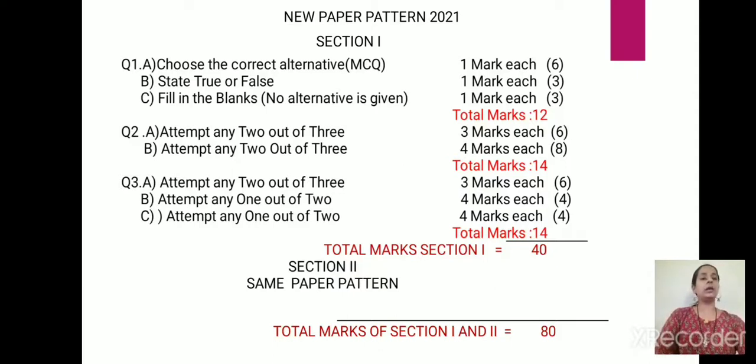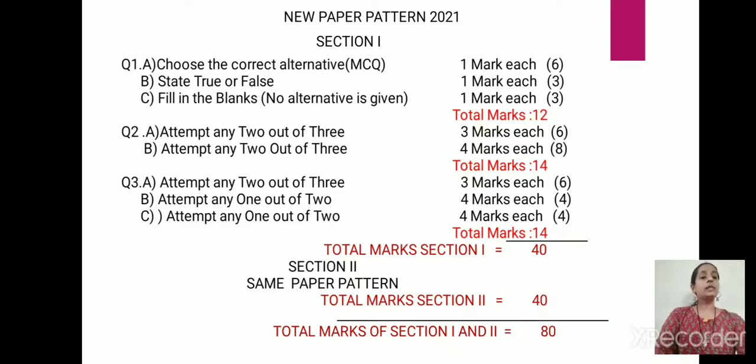So this will again be of 40 marks, section 2, and if you see section 1 plus section 2, the total of sections 1 and 2 will have an 80 marks paper. So this is your paper pattern, and using this paper pattern you have to solve your paper and make your preparations for the paper. But up till now we don't have the weightage of the chapters. Whenever we come to know the weightage of the chapters, we will let you know, but the paper pattern will be of this format.